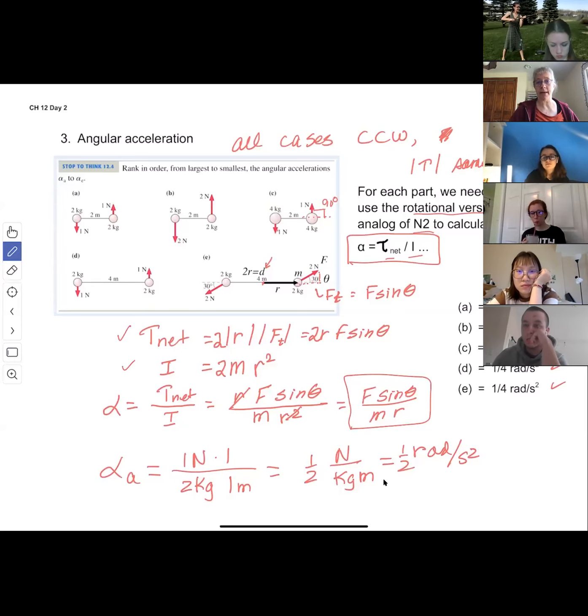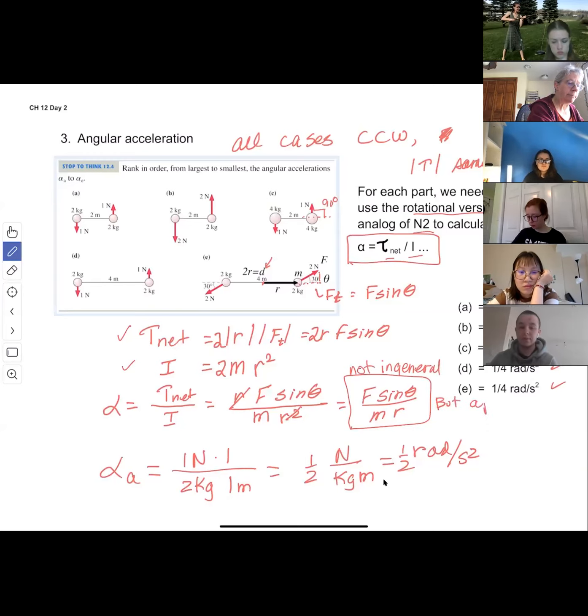And so if you happen to have the force applied in a different place, then you should be able to find the net torque the way you normally would, maybe with a different R, and find the moment of inertia with the R that I used. So this would not be generalizable to other problems. So I'll write not in general, but applies here. Okay, thank you. Oh, that's a good question.